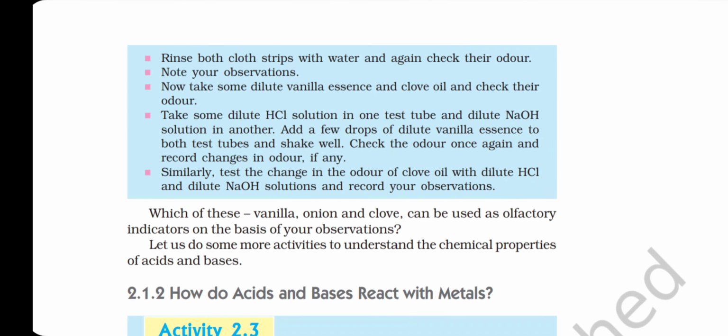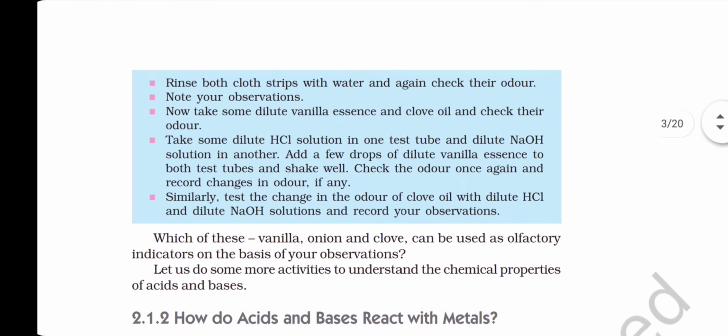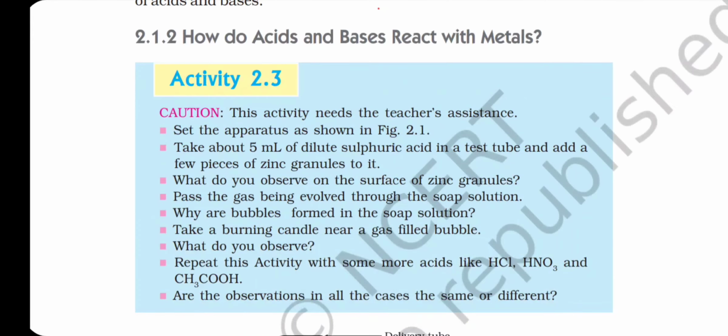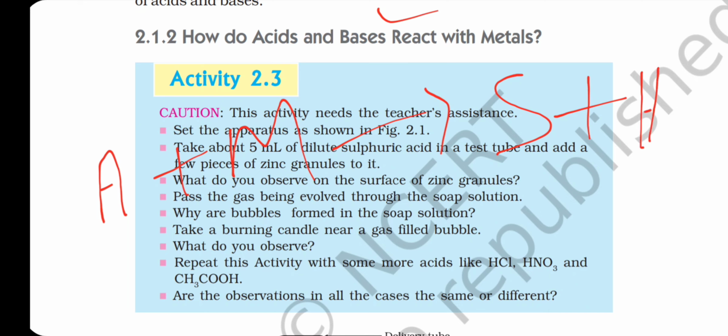So an olfactory indicator example is onion, vanilla, etc. So how do acids and bases react with metals? When an acid reacts with metals, it gives salt along with the release of hydrogen gas.